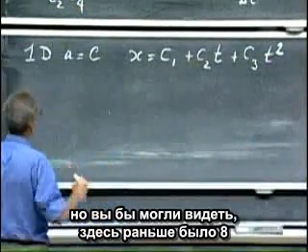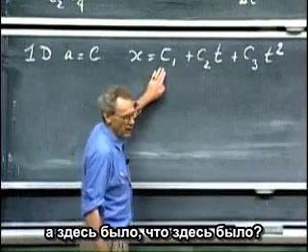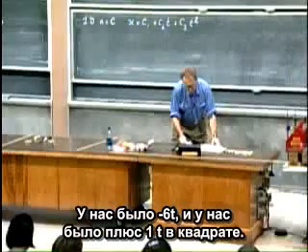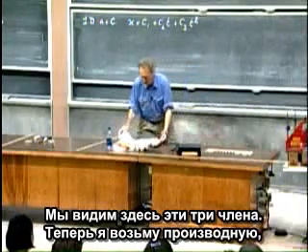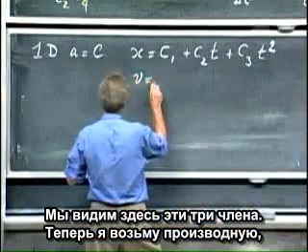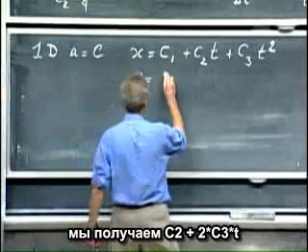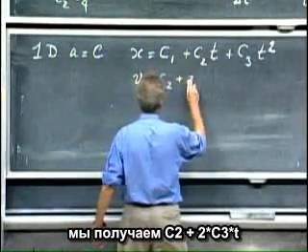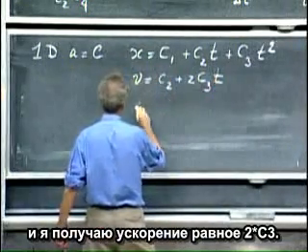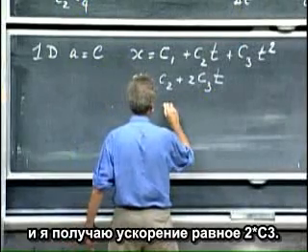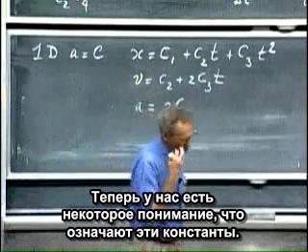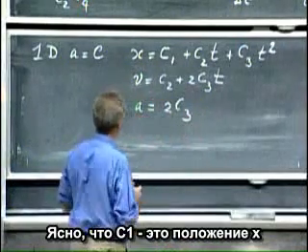Notice, oh, I already erased my example. My example is gone. But you would have seen this was an 8 before. And here we had, what did we have? We had minus 6t and we had plus 1t squared. So you recognize these three. I can now take the derivative, and so I get v equals c2 plus 2c3 times t. And then I get the acceleration equals 2c3. And now we get some insight into these quantities.